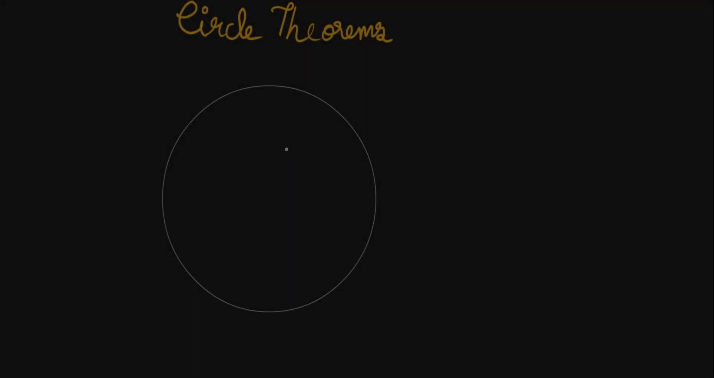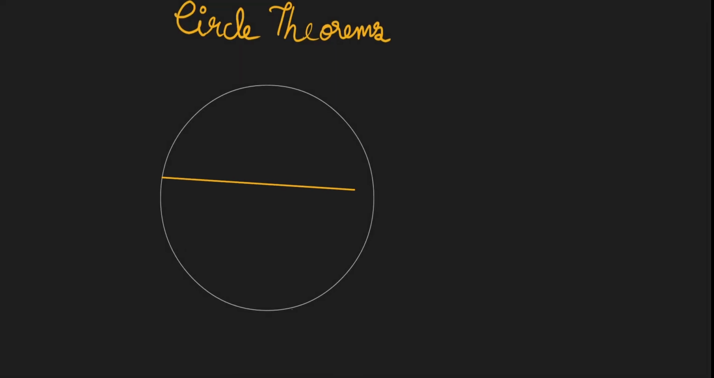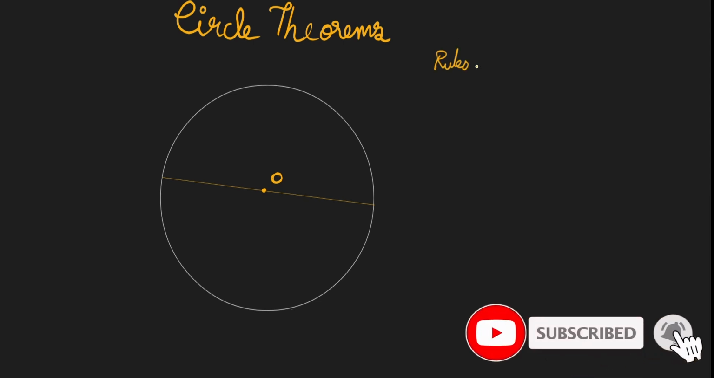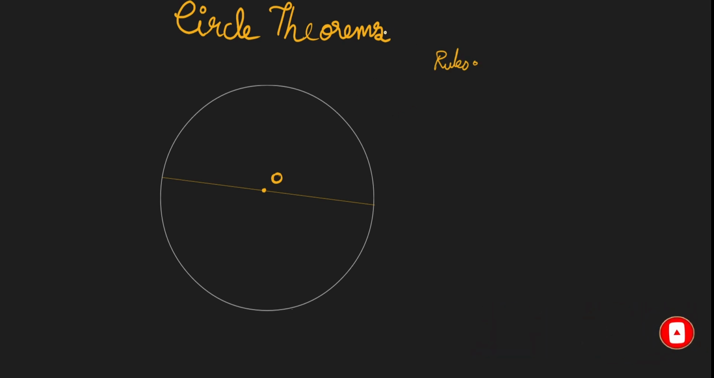This video is about circle theorems. We have a circle, and let's say this is our center O, right? So this is the diameter of the circle. Circle theorems basically are a bunch of rules that we use to find angles relating to something in a circle. Now, what's interesting is we can prove this.